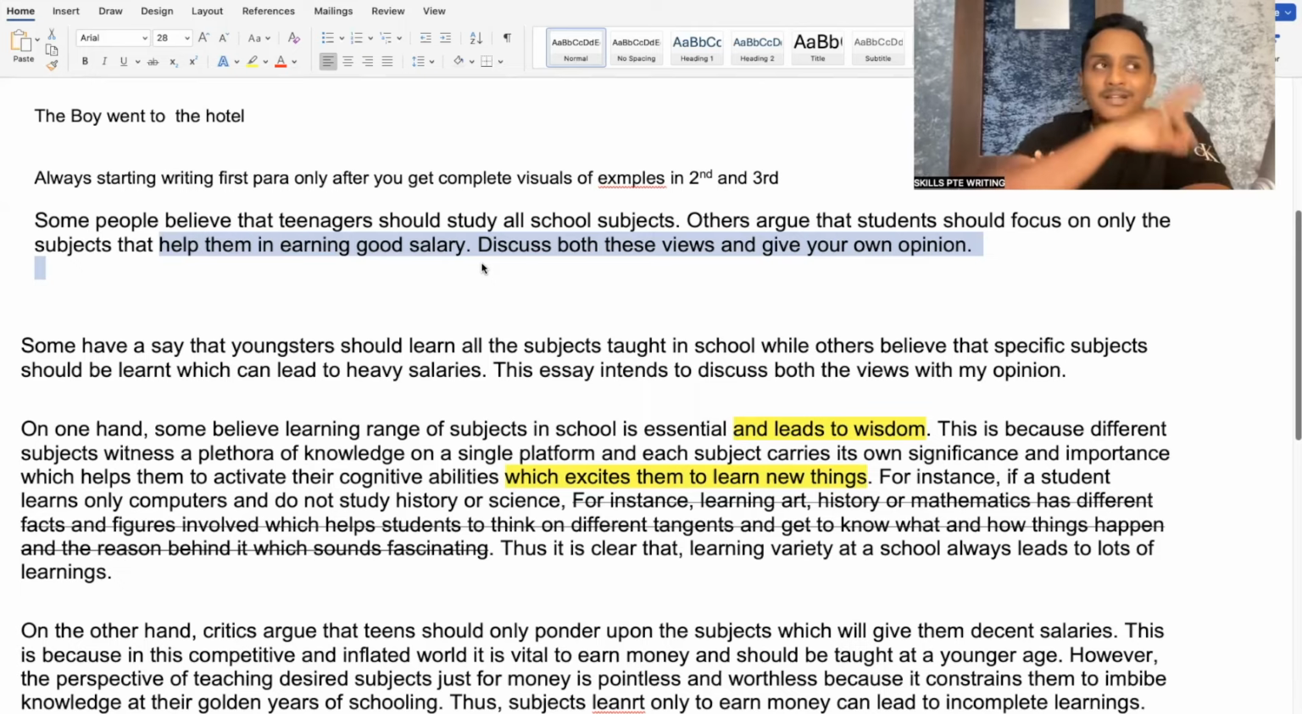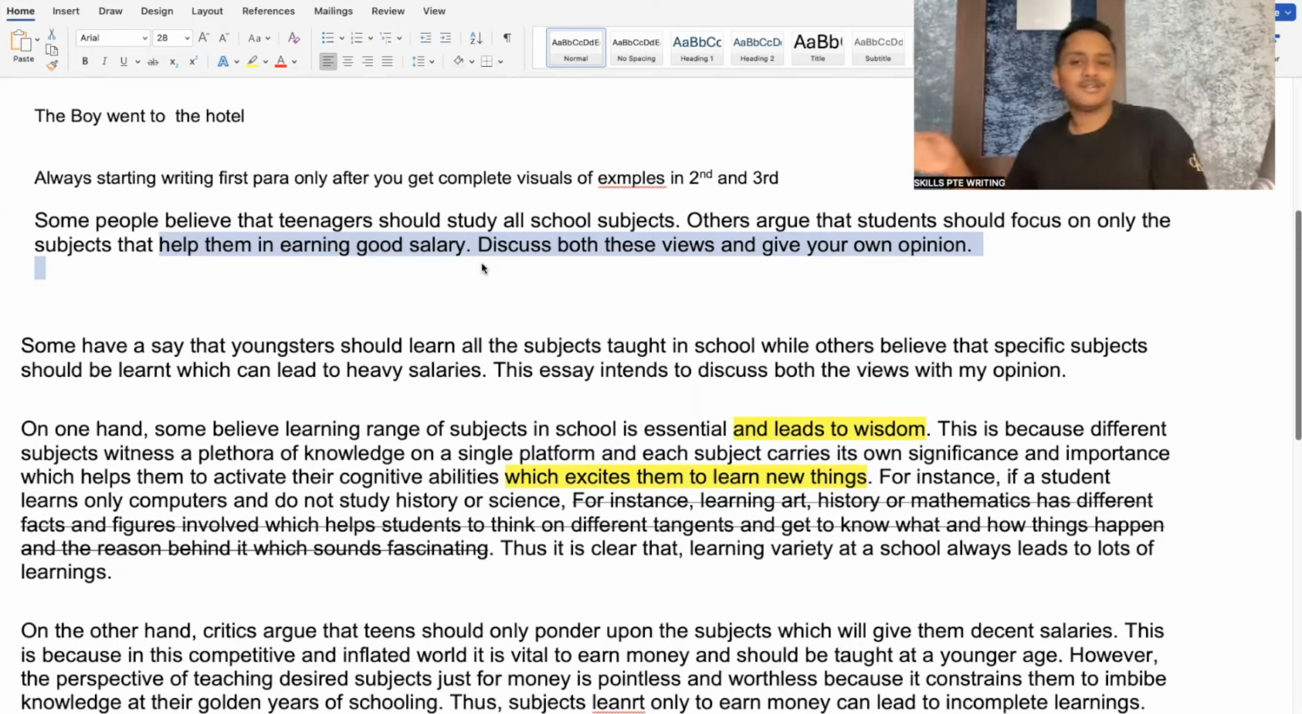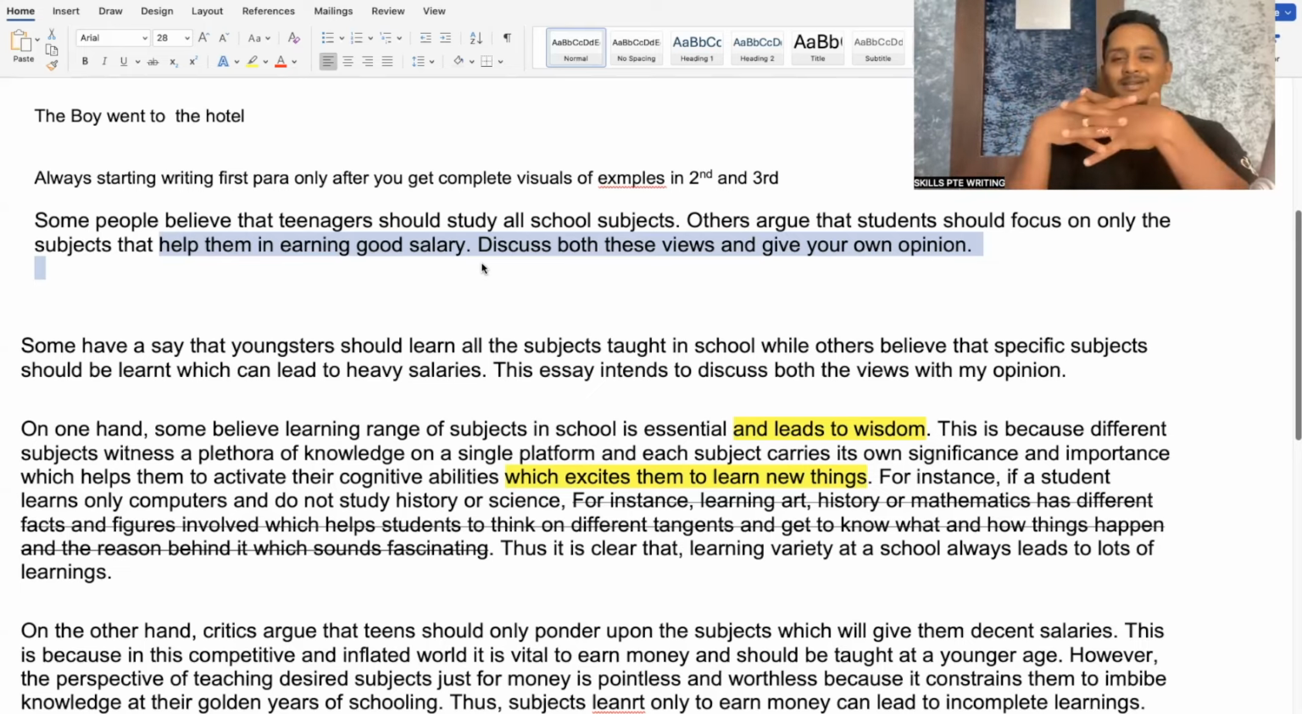This is because learning all subjects will divide their attention, and because of which they will not be able to study better in that subject which helps them earn their livelihood in the future. For example, now whatever I thought before, I will put it done and dusted. Logically, it's fitting. Somehow that matchmaking is happening. That's it. And then, in my opinion, fourth para, at least 2-3 sentences, 4 sentences.